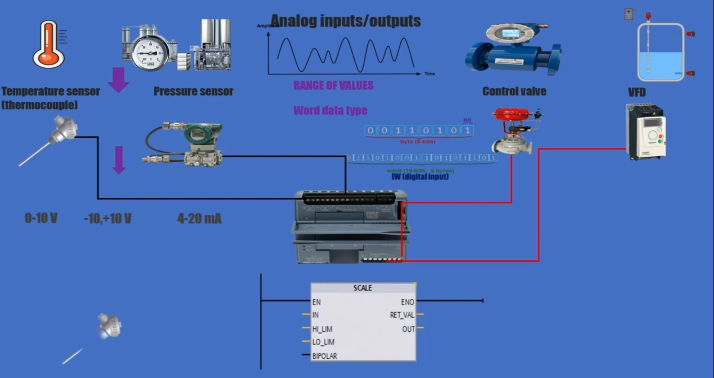For example, let's suppose we have a thermocouple that can sense temperature over a span of 0 to 100 degrees Celsius and converts it to a range of voltage signal 0 to 10 volts. In the low and high limit of the instruction we put 0 and 100 respectively.